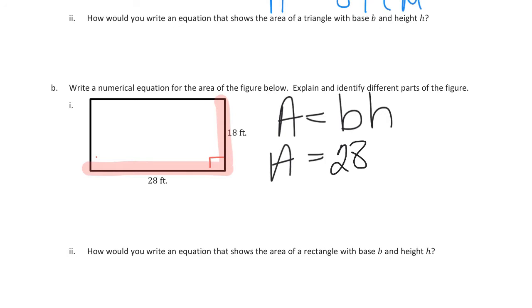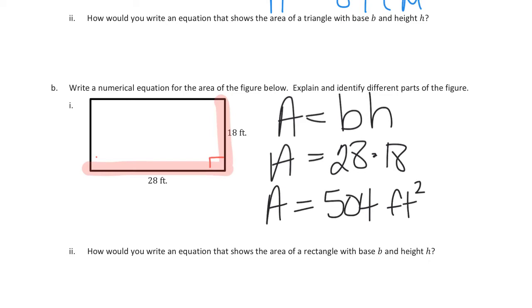So I have 28 times 18. So then you grab your calculator. 28 times 18, the area equals 504 feet squared.